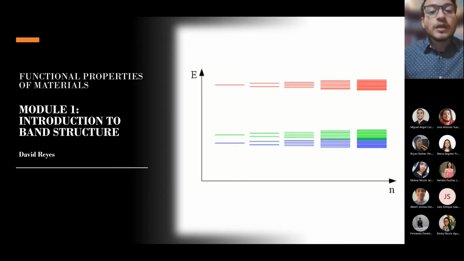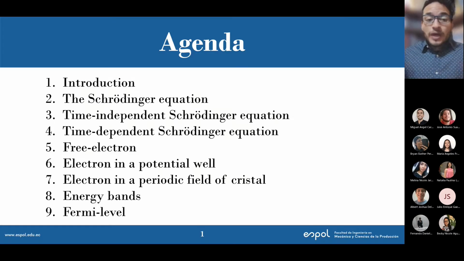Again, this might be a bit confusing, but hopefully we'll all be on the same page. Okay, so it will be a quick introduction. Then we will see the Schrodinger equation, the two main Schrodinger equations, time independent and time dependent, the free electron model, electron in a potential well, electron in a periodic field of crystal. Then we'll jump into energy bands and Fermi level. Hopefully we'll get until energy bands at least in this class.